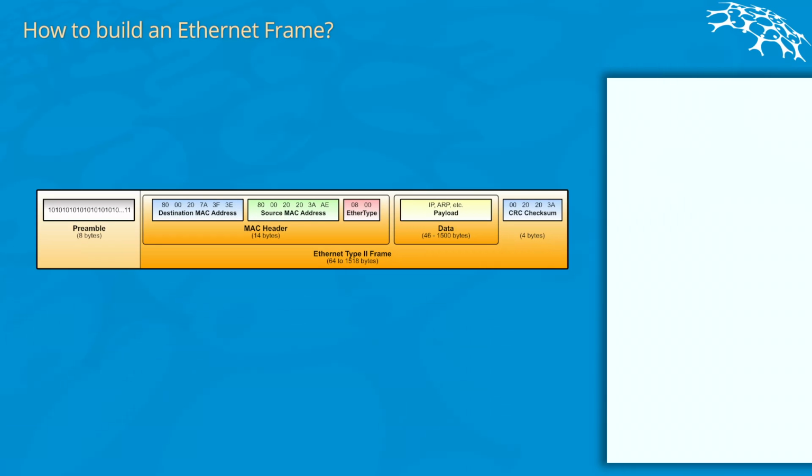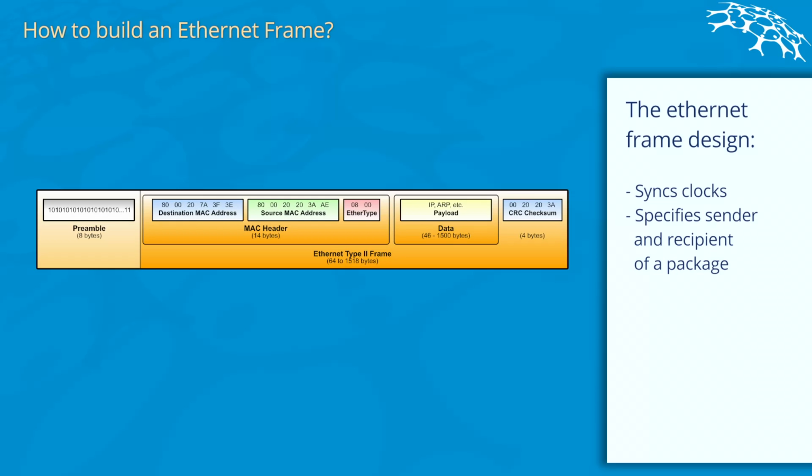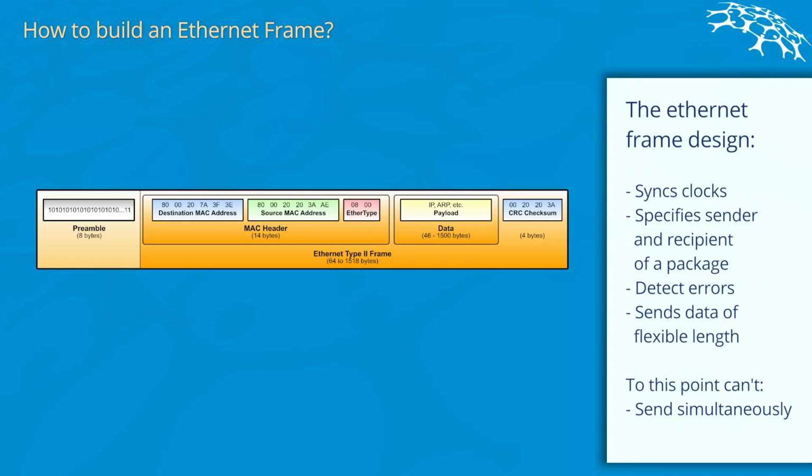So to sum this up, the Ethernet frame design was created to synchronize the clocks of different devices on the network. It was also designed so that the sender and the recipient of the data can identify themselves, and data frames can be sent to specific network interfaces on the network. It also can detect some errors, and it can send a flexible length of data, though a minimum length of 46 bytes is required. One thing that we did not talk about right now is that this design cannot by itself fight the problem of two devices sending data simultaneously. But we will come to this in the fourth video of this MOOC.